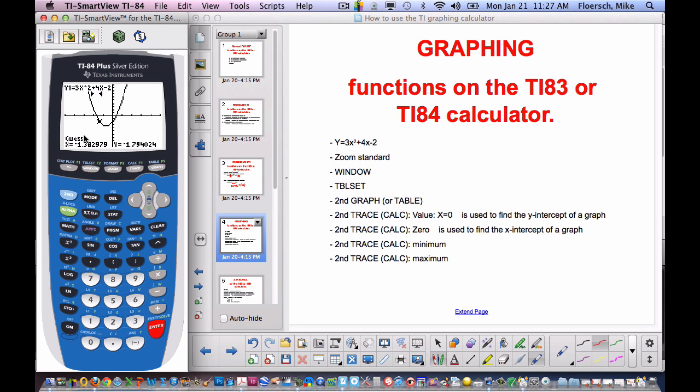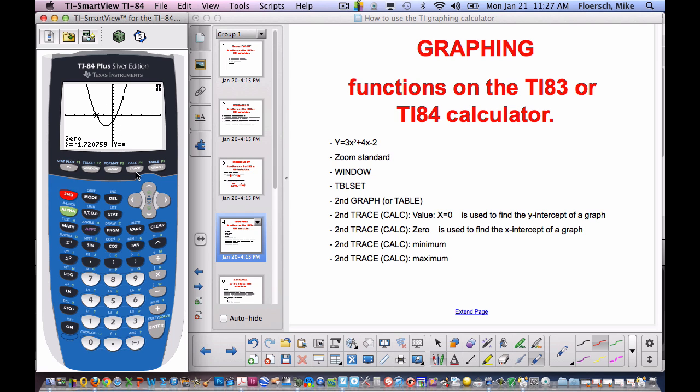Do you want the calculator to take a guess? You can see it's going to take a guess as to the intercept between these two little triangles. Yes, that's why I'm doing this. So I hit enter. Then it's going to tell me the x-intercept is at -1.72 when y is 0. If I want to find the other intercept, I have to go through the same thing.